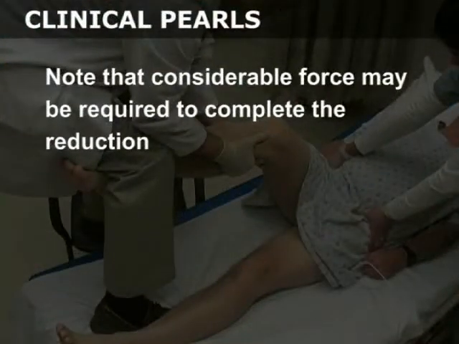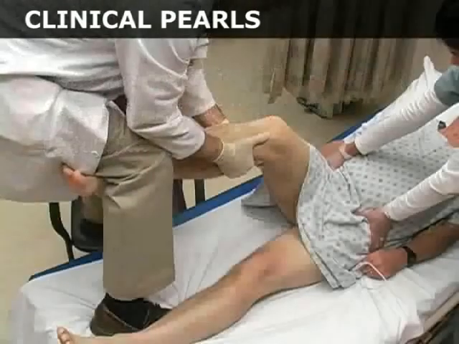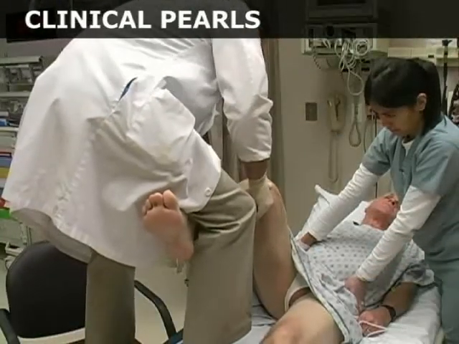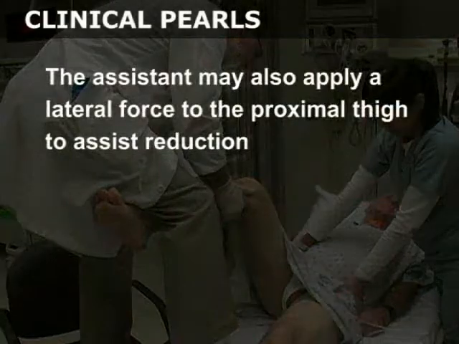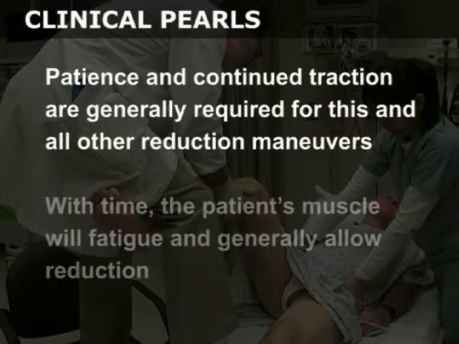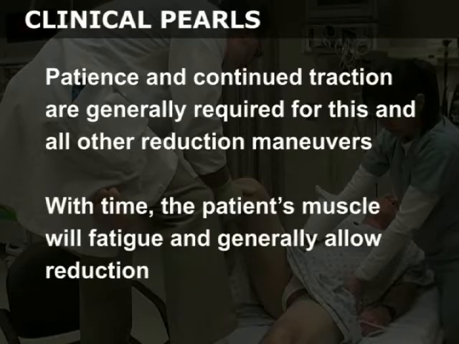Note that considerable force may be required to complete the reduction. You may need to stand on the bed with your legs straddling the patient's legs in order to obtain the proper mechanical advantage. The assistant may also apply a lateral force to the proximal thigh to assist reduction. Patience and continued traction are generally required for this and all other reduction maneuvers. With time, the patient's muscles will fatigue and generally allow reduction.